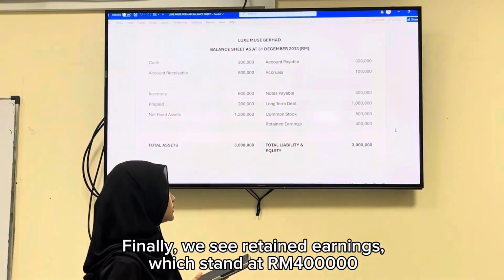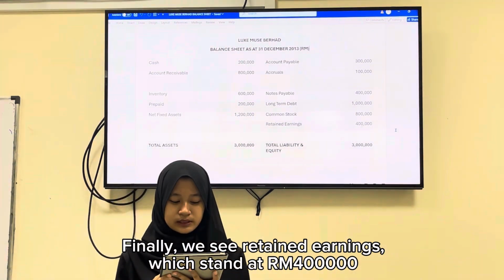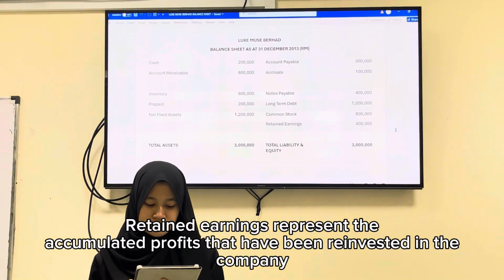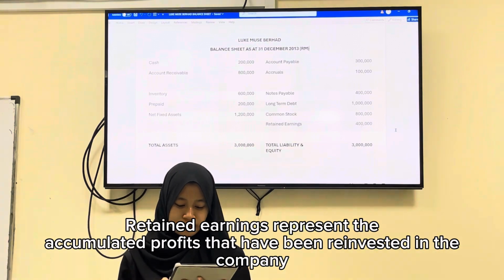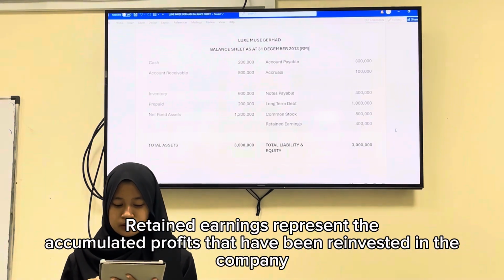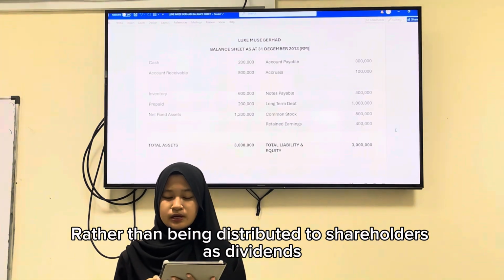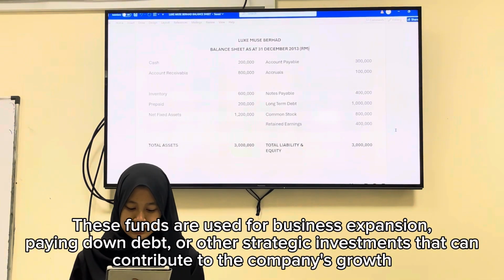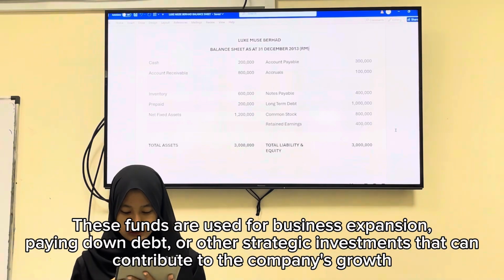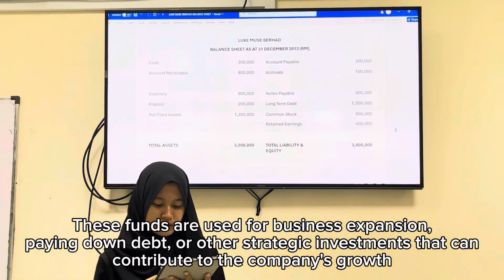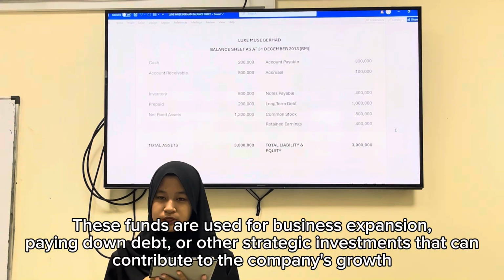Finally, we see retained earnings, which stand at 400,000. Retained earnings represent the accumulated profits that have been reinvested in the company, rather than being distributed to shareholders as dividends. These funds are used for business expansion, paying down debt, or other strategic investments that can contribute to the company's growth.